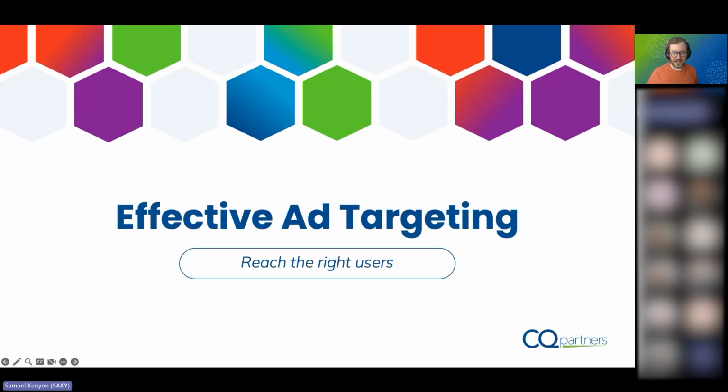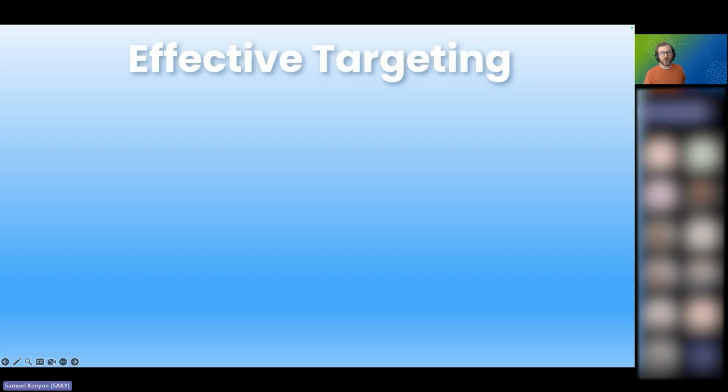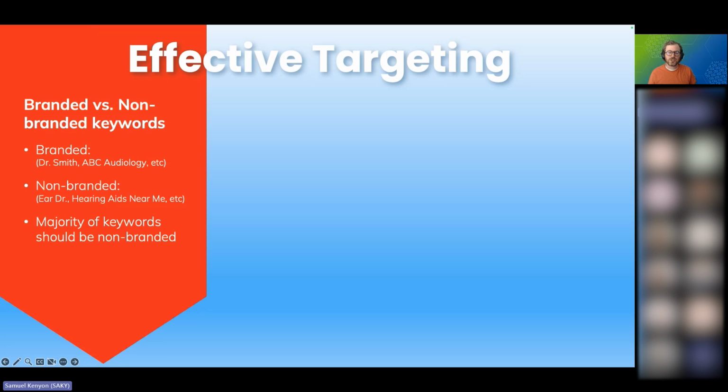So, effective ad targeting. I could get your ad in front of 100,000 people. But would you rather have 100,000 people that are just 65 plus, or would you rather get your ad in front of 5,000, 10,000 in your area that are actively looking for hearing healthcare? I think everyone would pick the refined version of it. So what do we do to get effective targeting? Well, there's a couple of pillars here. First, we've got to look at the keywords we're bidding on.